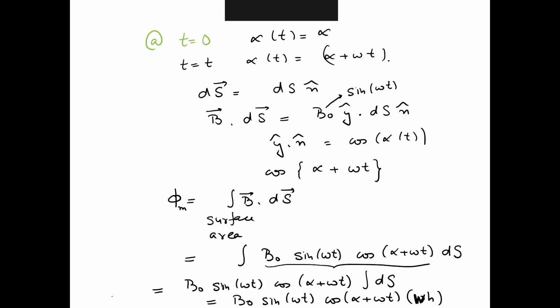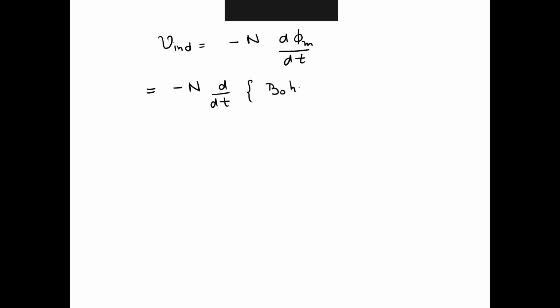That becomes my n. My V induced is minus n d phi by dt. And if I now look at it, it's minus n d by dt of B naught h w sine of omega t cos of alpha plus omega t.